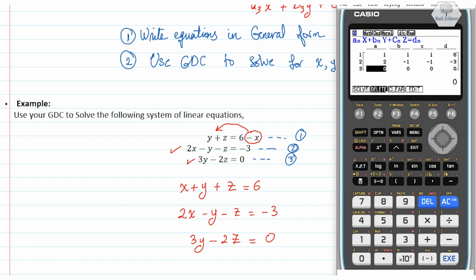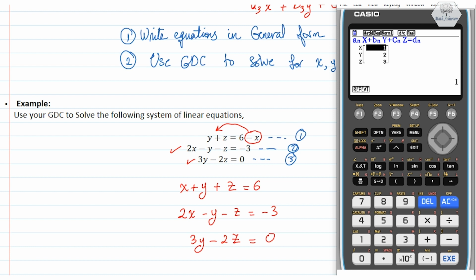For equation 3, and here you have to focus really well. I don't have an x in the equation. Since I don't have an x, it means that the coefficient of x is 0. So instead of the coefficient of x, I substitute the value 0, and I go to the next. The coefficient of y, in this case I have 3y, so it's 3. The coefficient of z is -2. And the constant is 0. And then I execute and execute again.